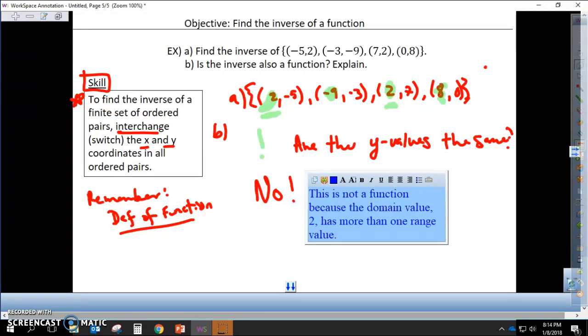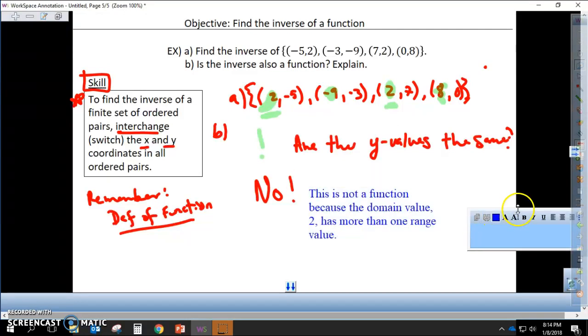Mr. Schwarberg, do we have to write all that? Yes, you have to write all that. You need to write a sentence, okay? And that's our answer, right?